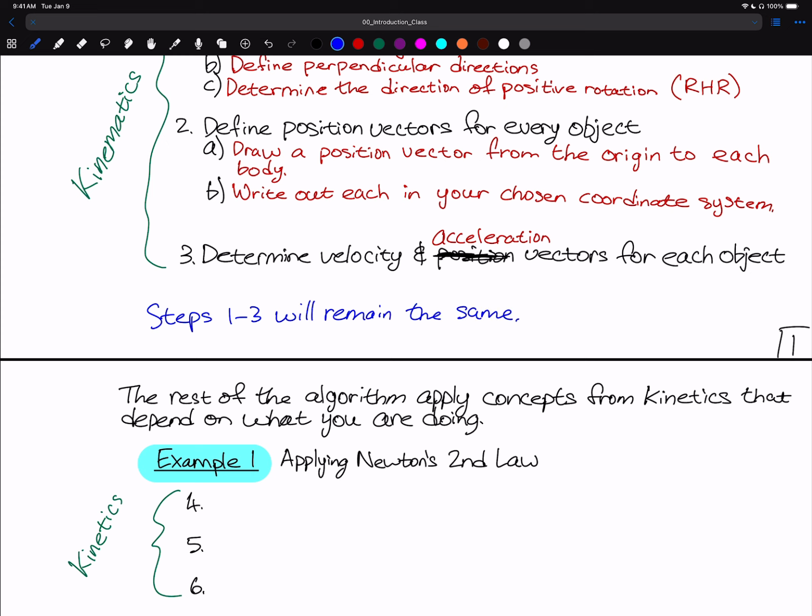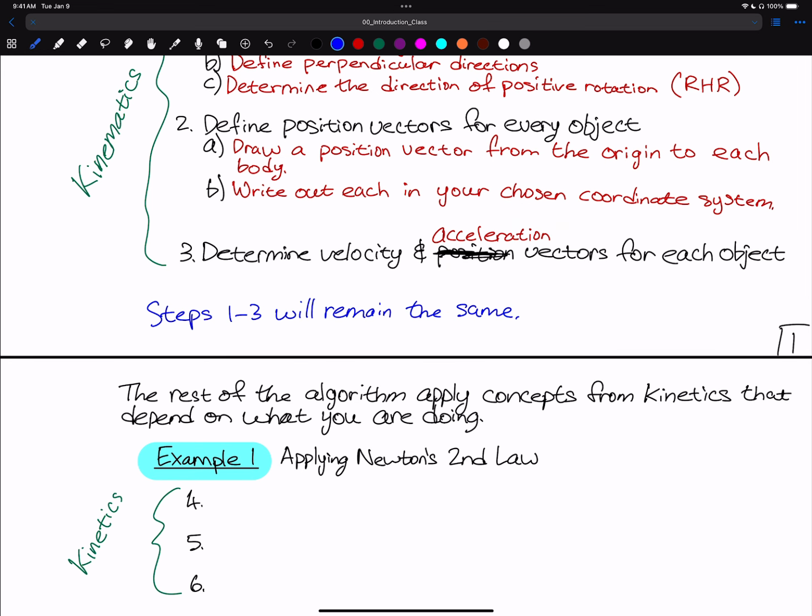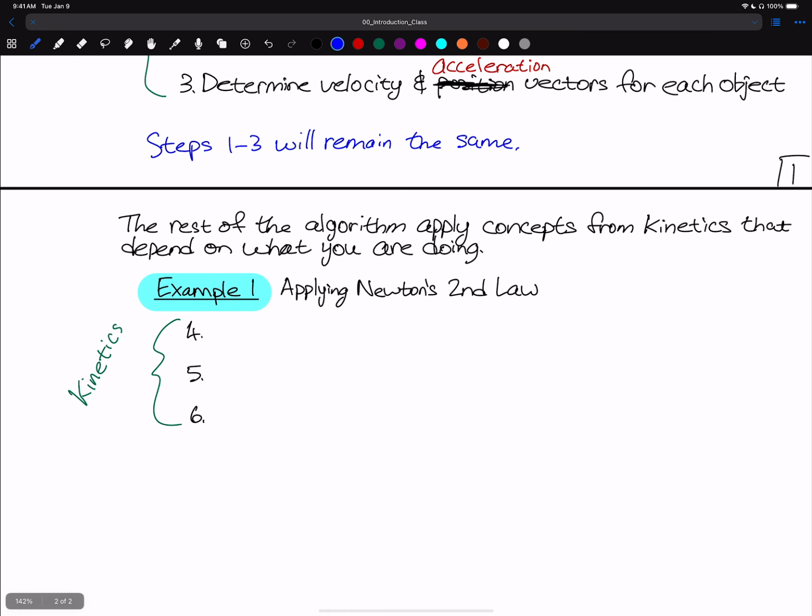Sometimes we won't need to compute an acceleration vector, and we'll just stop at the velocity. But all of the other steps will be the same in general throughout this. Like I said, you're going to feel very tempted to jump ahead and skip, but always do the kinematics first. Deal with the kinematics and then apply the rest of the algorithm for kinetics. So everything stays the same for kinematics.